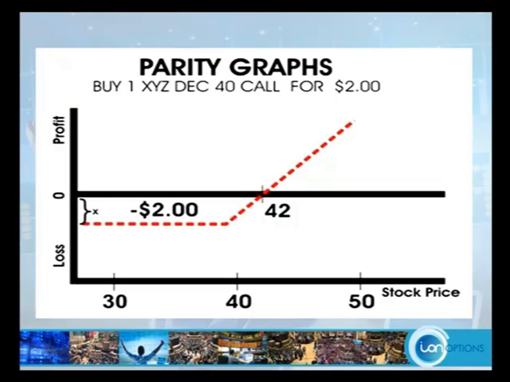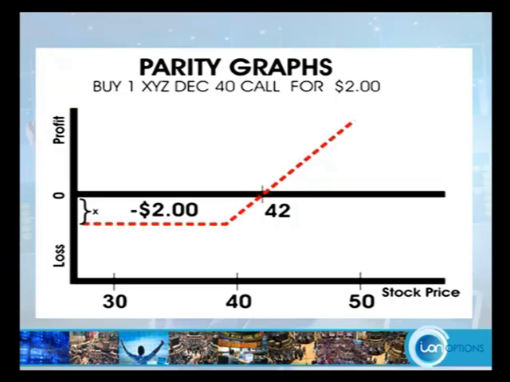Because if we paid $2 for this option with 30 days to go until expiration, and here expiration arrives, it's Friday afternoon, the market closes, this stock XYZ closes directly at 42. We, the option buyer, have neither made nor lost money. Because with the stock trading at 42, the 40 call will be worth $2.